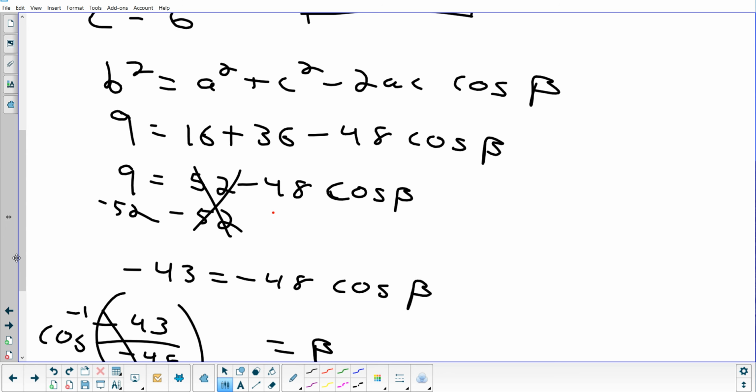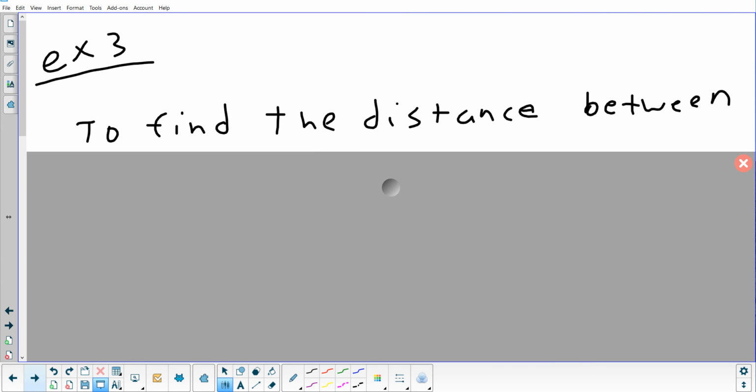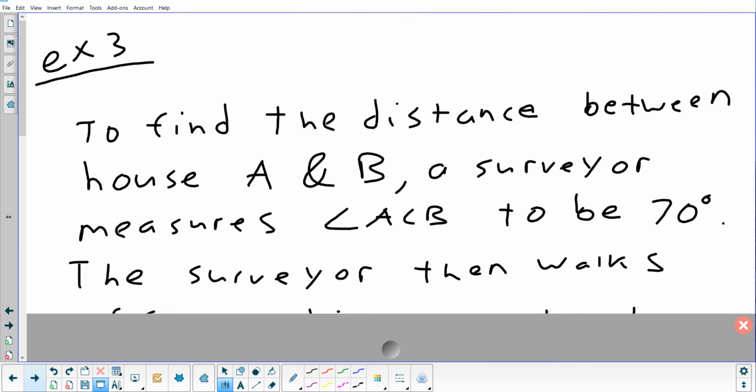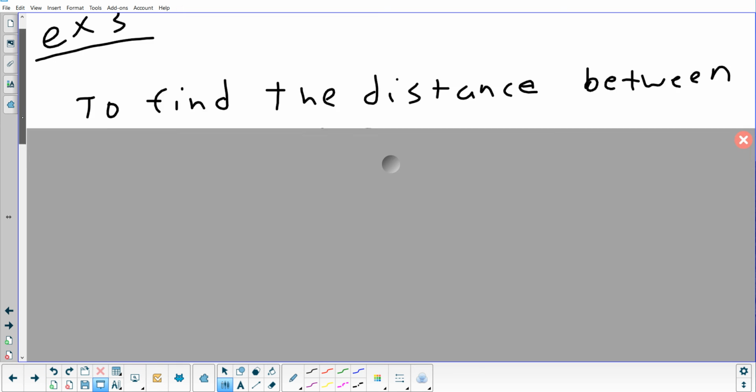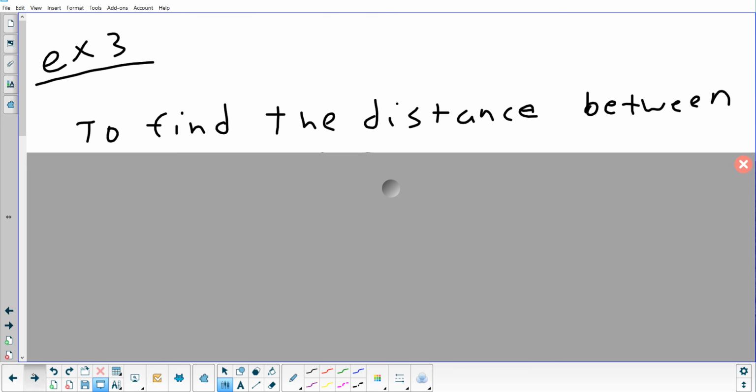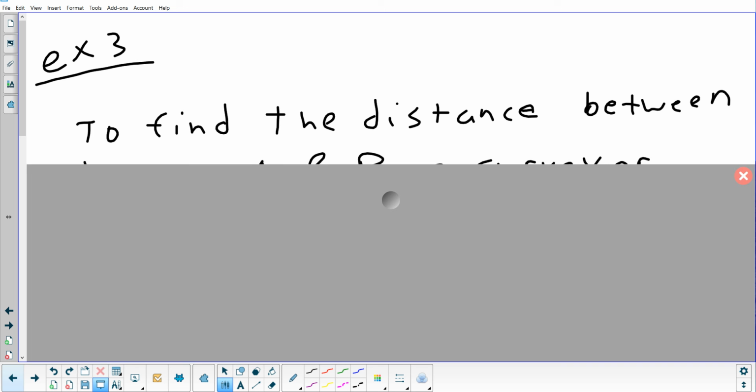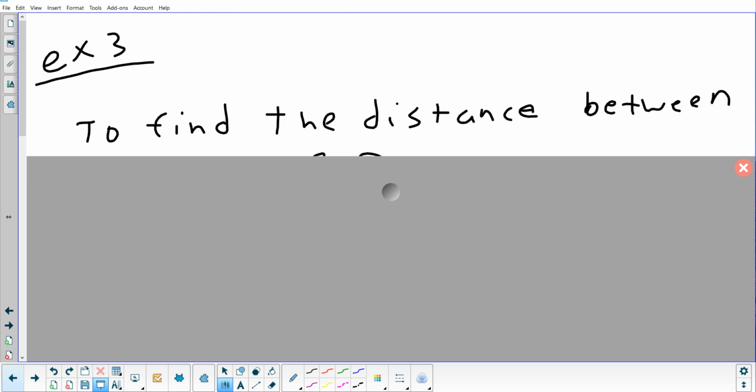Okay, so let's try a word problem. So this will be, I think, our last one. So like most word problems, you want to set up a diagram. The diagram here is going to be given to you.